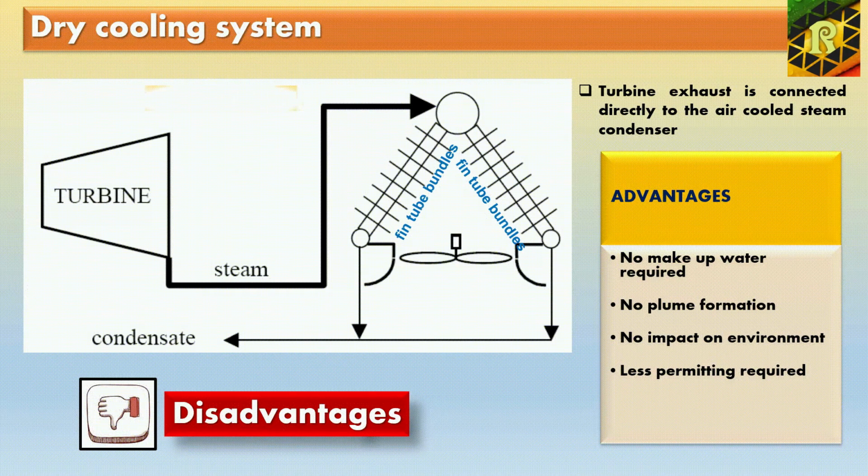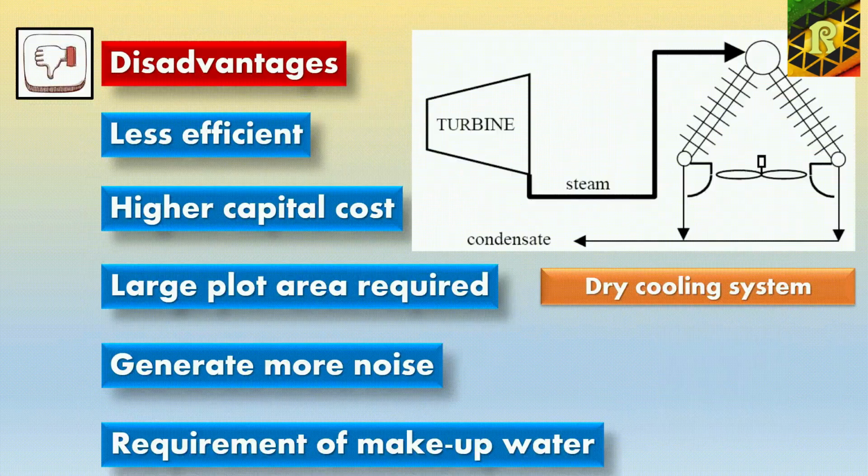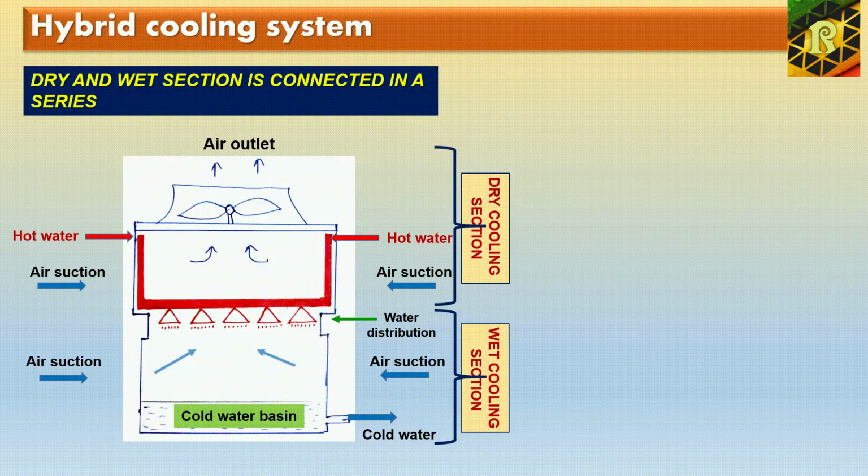It still has some disadvantages. Less efficient. The performance of dry cooling system is primarily dependent on the ambient dry bulb temperature of the air. When the ambient dry bulb temperature of the air is higher than the wet bulb temperature, then dry cooling systems are less efficient. Also, the capital cost is higher than wet cooling system. It requires a large plot area and generates more noise. Hence, hybrid cooling system and parallel condensing system came into existence.